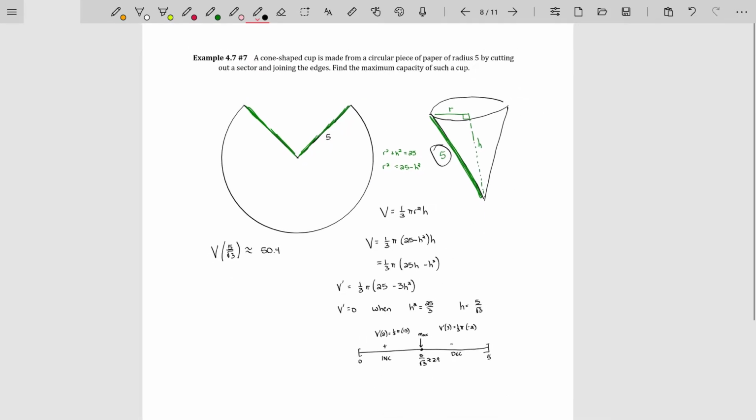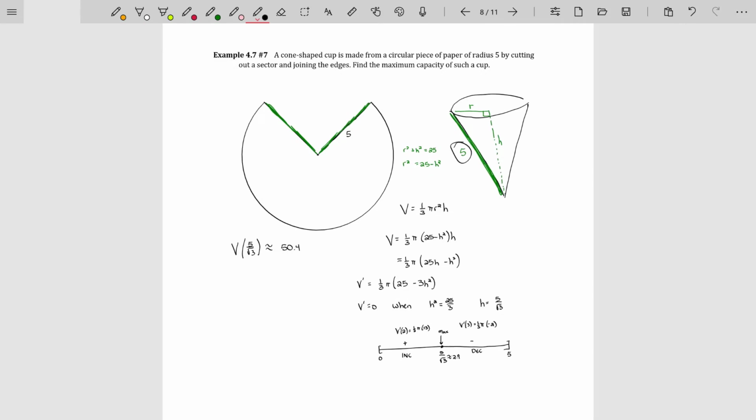Anyhow, this is the last problem that I have for the volume. So there you go, maximizing volume problems.